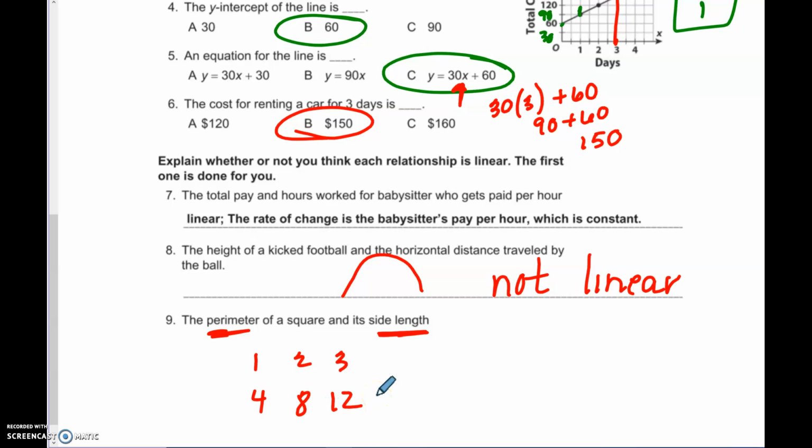Do all of these reduce to the same thing? 12 over 3 is 4. 8 over 2 is 4. 4 over 1 is 4. So yes, this is a linear relationship.